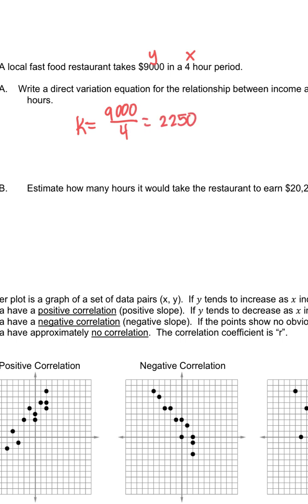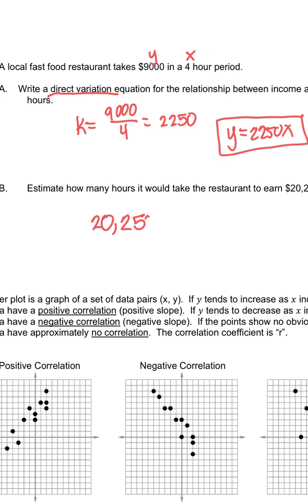And you could use your calculator for this one. So therefore, y equals kx, and our k is 2250, so y equals 2250x. And again, we know we're going to use direct variation because it says right there, direct variation. Now it says estimate how many hours it would take the restaurant to earn $20,250. So we want to earn $20,250. So how many hours would that take?